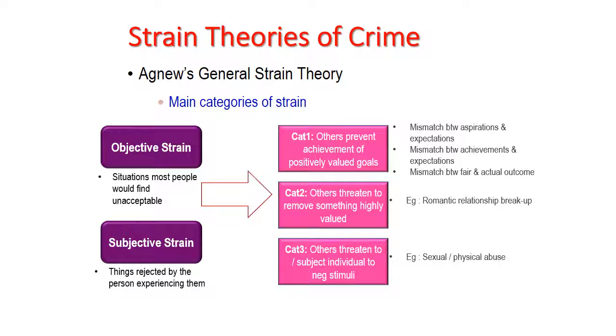Category 2 strains is what occurs when someone removes something that's highly valued, for example, when a romantic partner pulls out of a relationship. And finally, category 3 strains are strains that threaten or subject the individual to negative stimuli. In extreme cases, they may include things like sexual or physical abuse. It could also include things like discrimination or negative stereotyping.